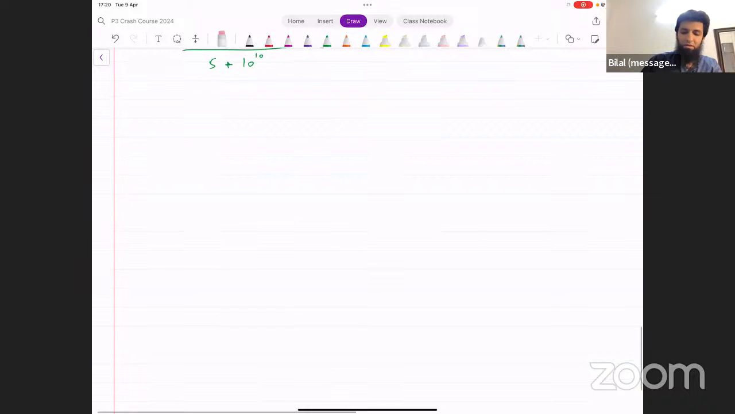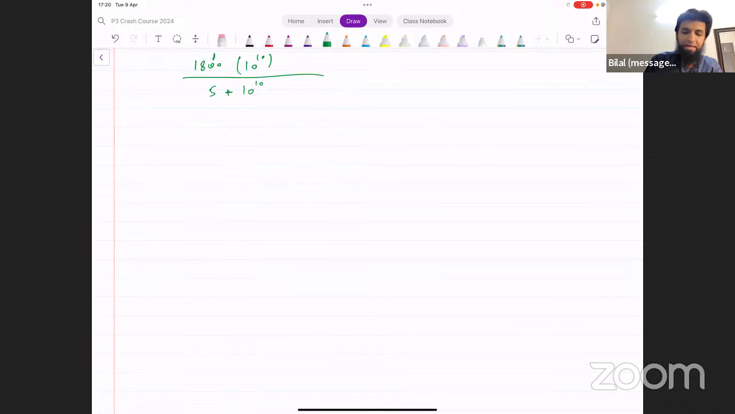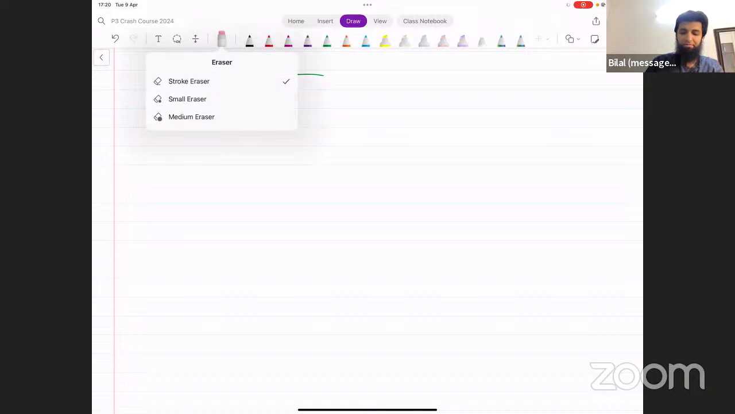However, how about 1800 multiplied by 10 raised to power 10? Does that make much difference? That does make a lot of difference. The number was extremely large already, but then you're multiplying this by 1800. Adding or subtracting does not make much difference, but multiplying does make a lot of difference.